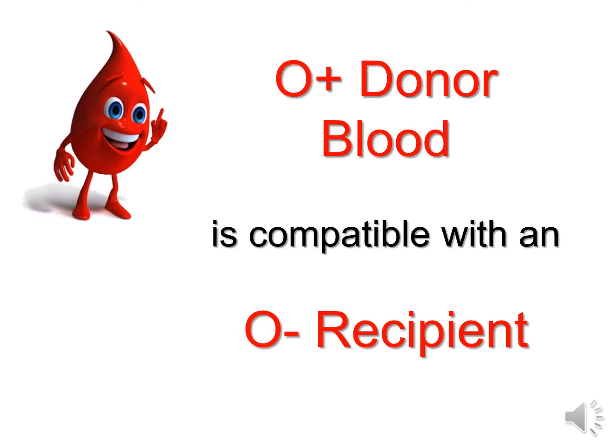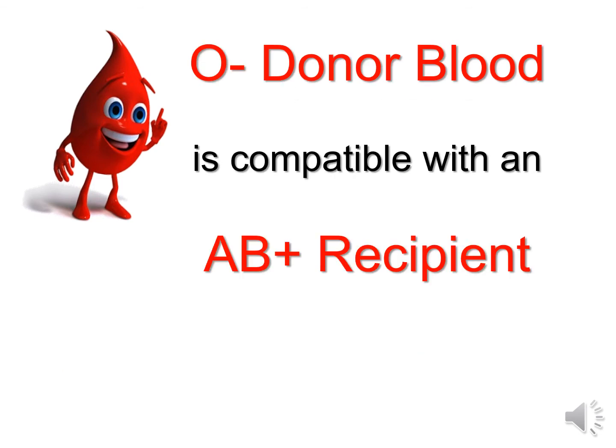An O positive donor's blood is compatible with an O negative recipient. True or false? Incorrect or correct? That's incorrect. They'll develop antibodies against the O positive blood. O negative donor blood is compatible with an AB positive recipient. That's correct. The universal donor. The universal recipient.